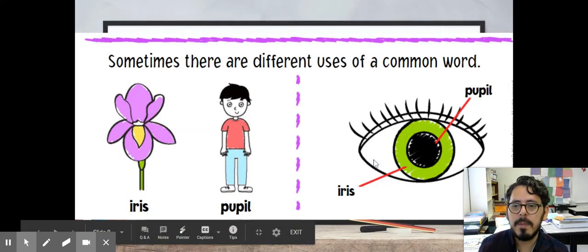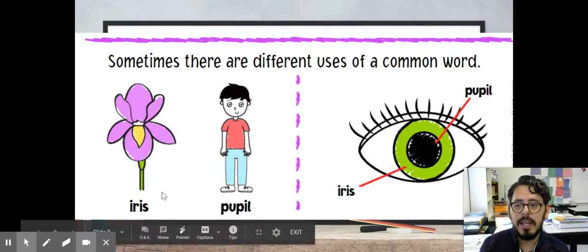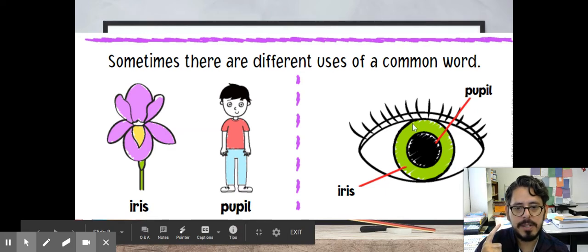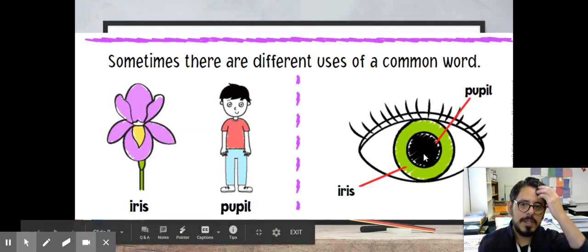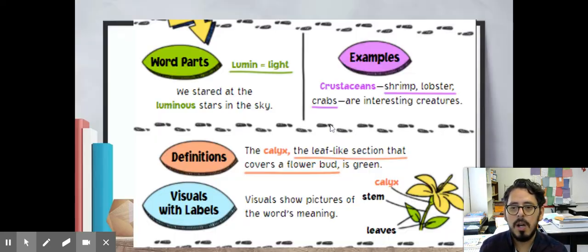All right. So sometimes there are different uses of a common word. For example, iris. It could be either a flower or a part of our eye, like you see it here. Iris. That's the part that is around the pupil. It's also true for pupil as a student and as a part of an eye too. So sometimes there's different uses for a common word. So the best way for us to find the meaning of the words is using context clues.